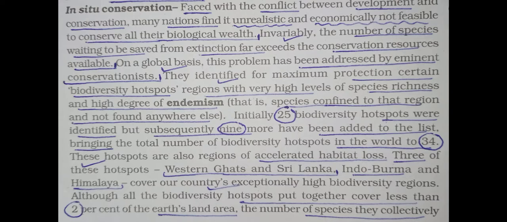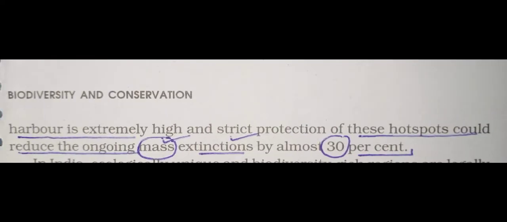Although all the biodiversity hotspots put together cover less than 2% of the Earth's land area, the number of species they collectively harbor is extremely high, and strict protection of this hotspot could reduce the ongoing mass extinction by almost 30%. It means with the help of all these hotspots, we can decrease the current mass extinction by up to 30%. So it is one type of benefit of hotspots.